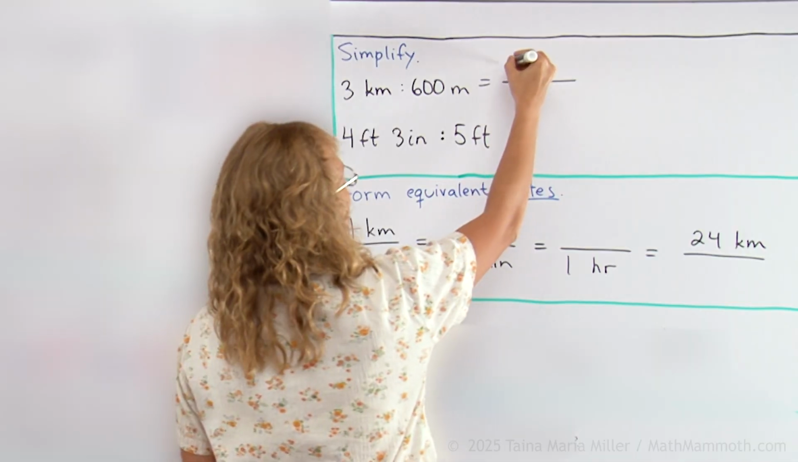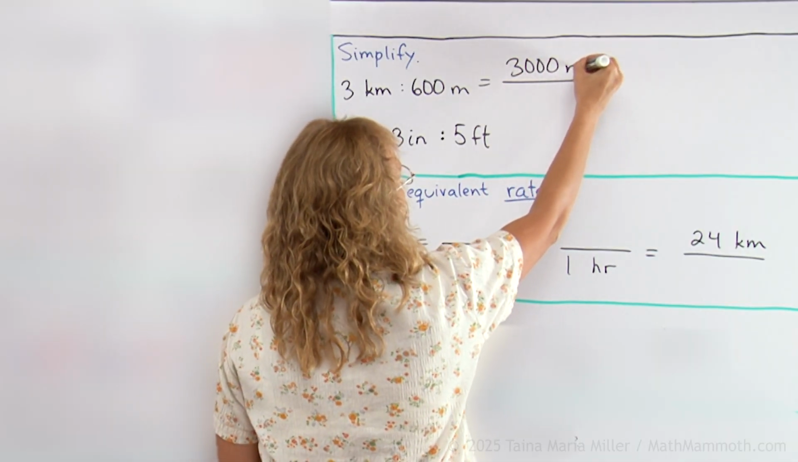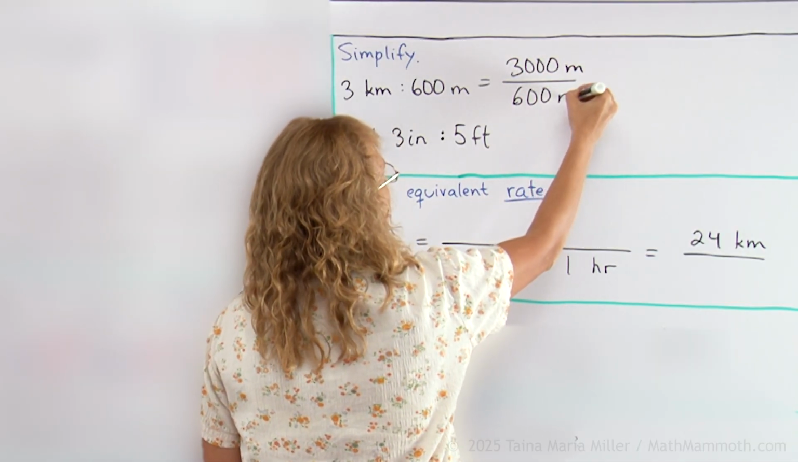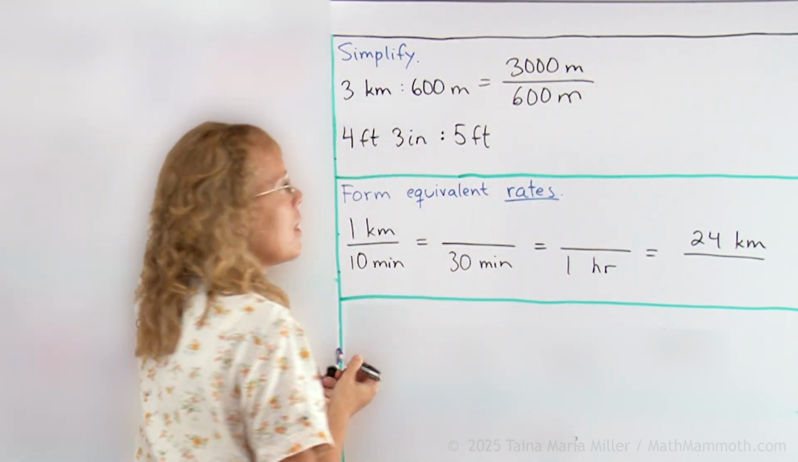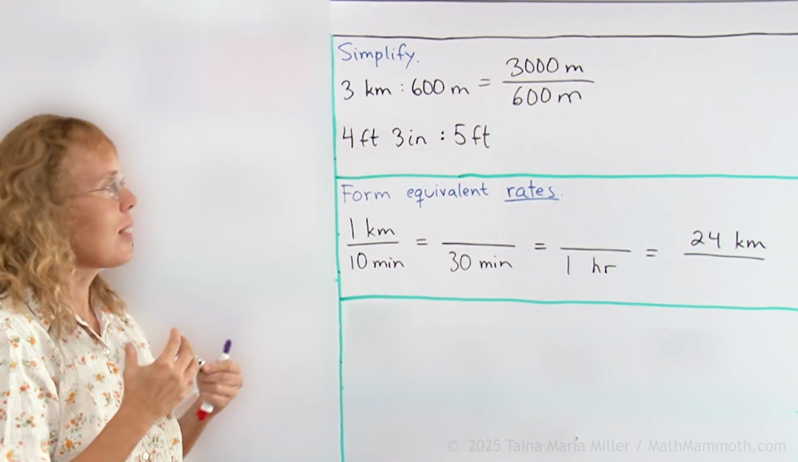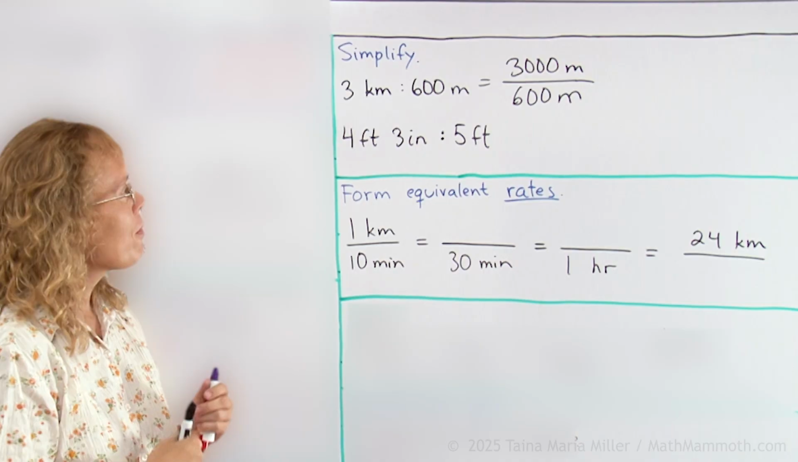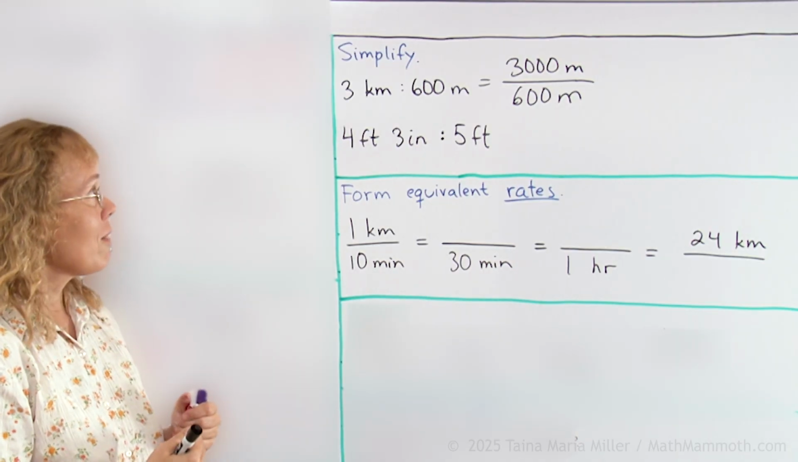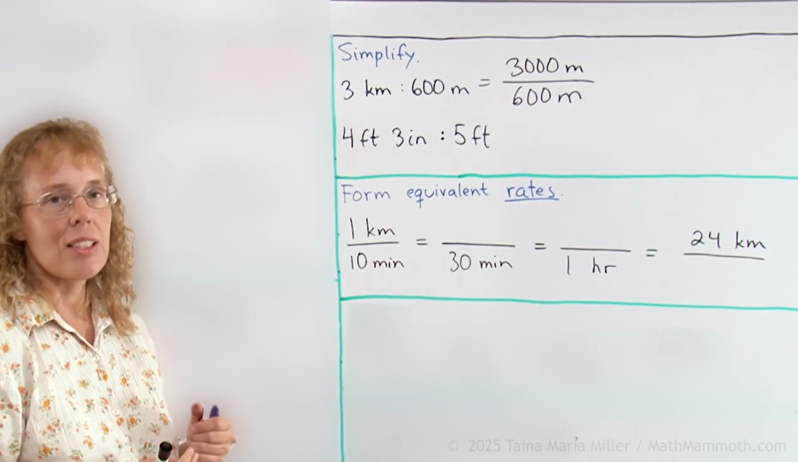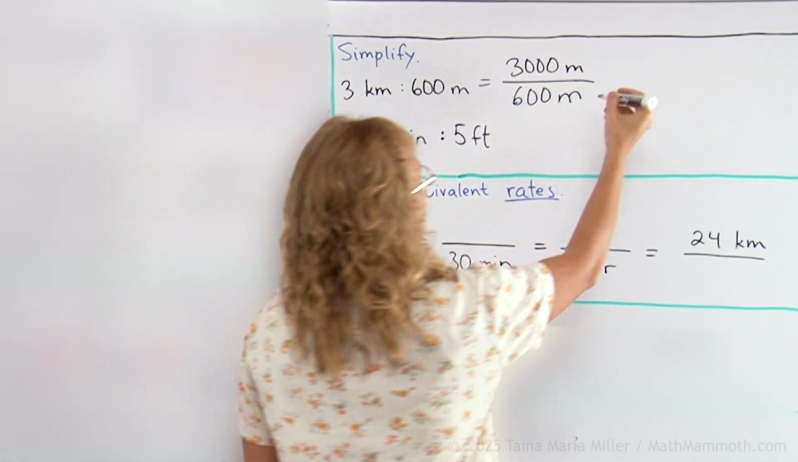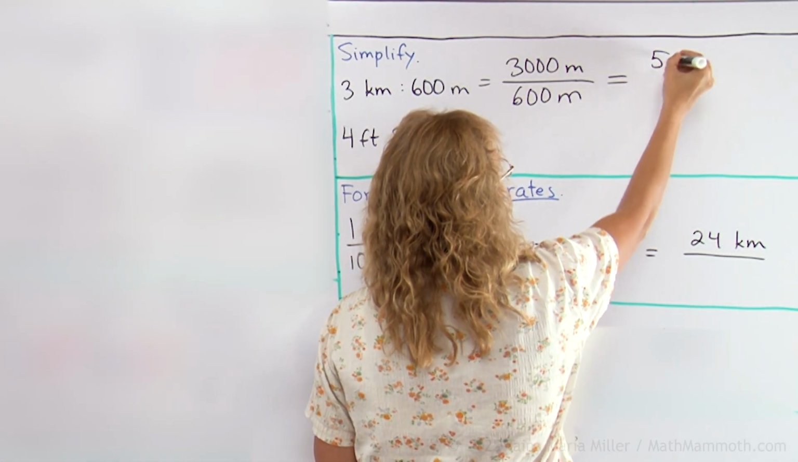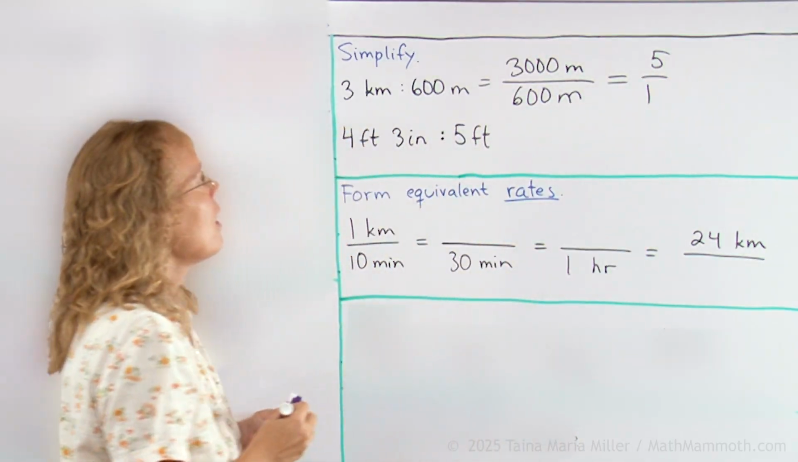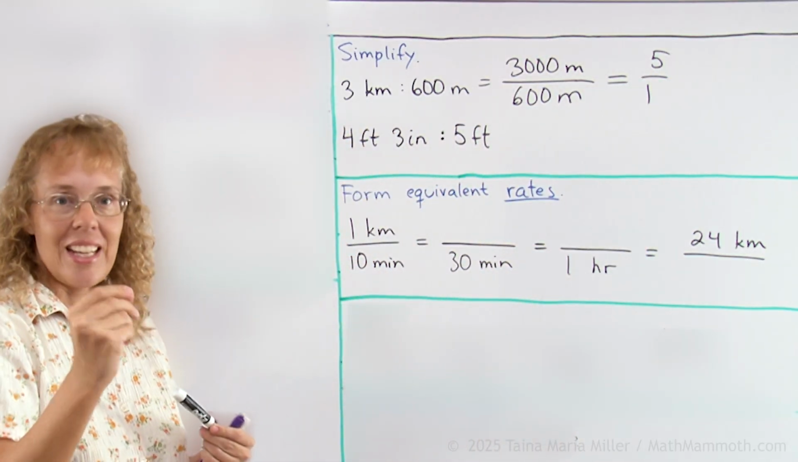So I get 3,000 meters over 600 meters. Now I will simplify it. It is like a fraction. And both of those numbers there are divisible by 600. I can actually do the division, 3,000 divided by 600. So 3,000 divided by 600 is 5 and the other one is 1. And those meters will cancel out.